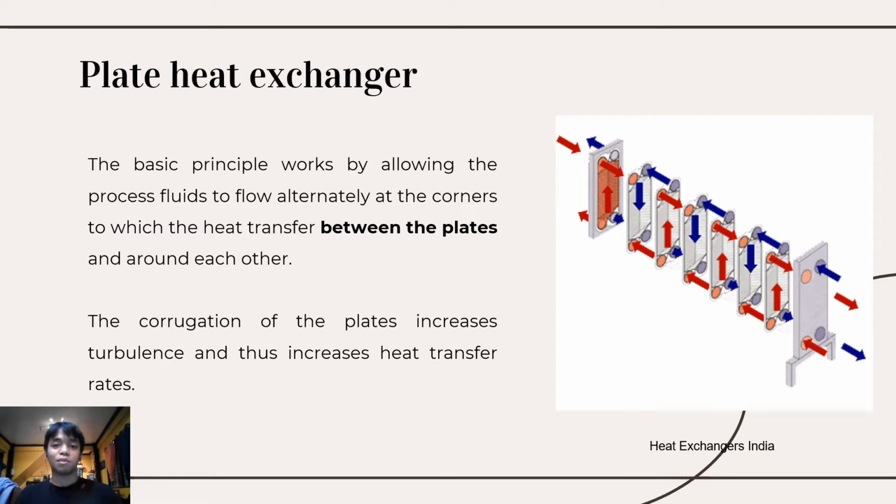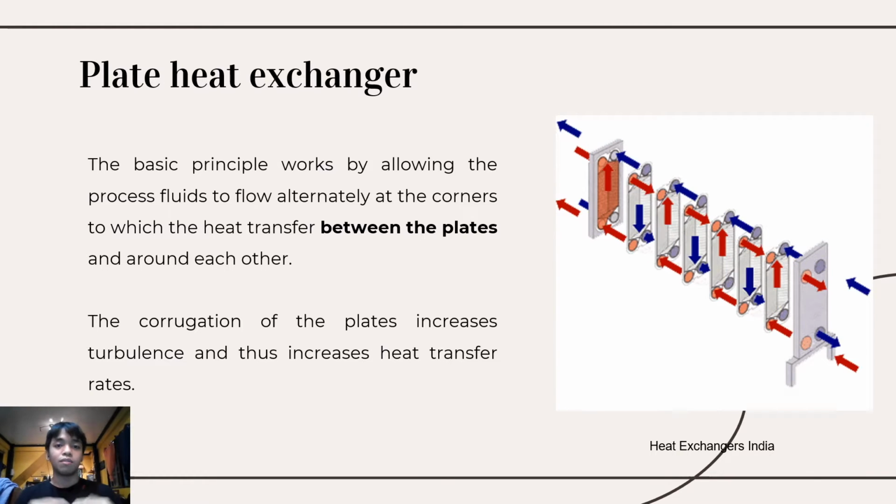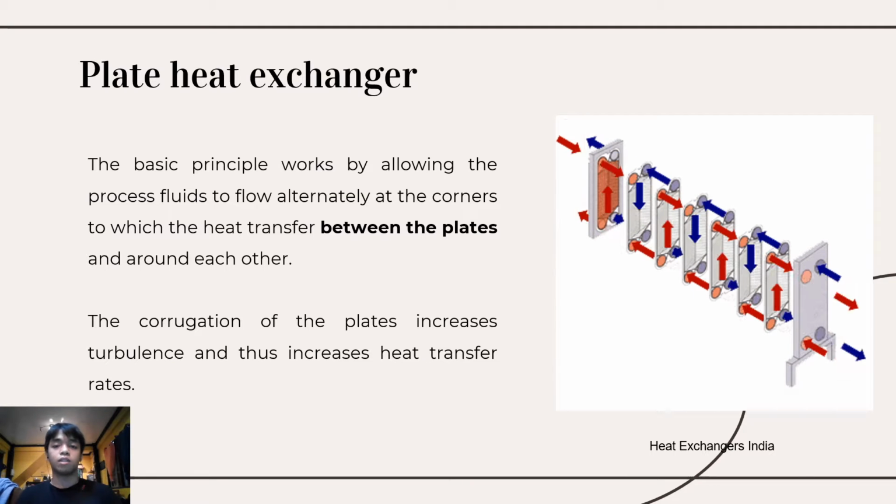The basic principle works by allowing the process fluids to flow alternately through the corners, with heat transfer taking place between the plates as the fluids flow around each other. The corrugation of these plates increases turbulence and thus increases heat transfer rates, for we know that in shell and tube heat exchanger designs, the more turbulent the flow is, the higher its heat transfer coefficient is.